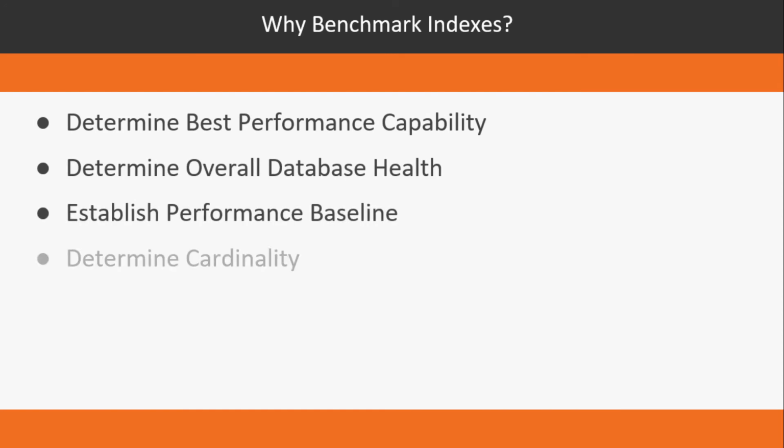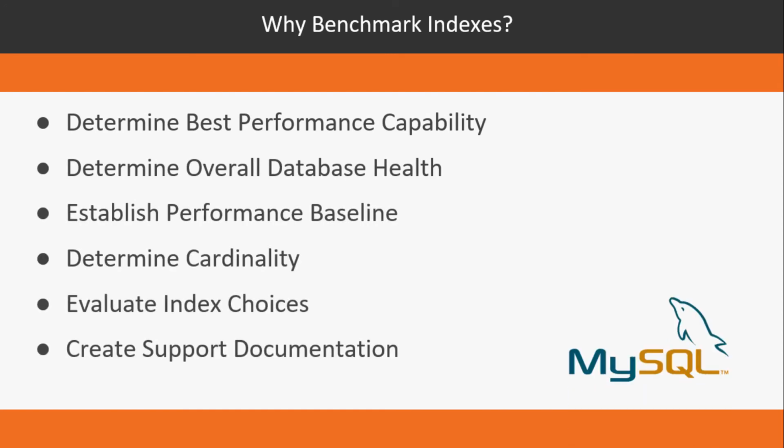Let's first start out on why we do this. Why do we benchmark indexes? Well, we use indexes to organize our data. This organization allows us the capabilities that you see here. We can try different designs to determine what gives us the best performance. Indexes can help us determine the overall health of our data model, as well as establish a baseline in which to measure performance. Indexes also help us determine cardinality or the uniqueness of a column, and serves as a why to help us evaluate which choice is the correct one. Benchmarks also help us document test cases that will be used for support and subsequent documentation.